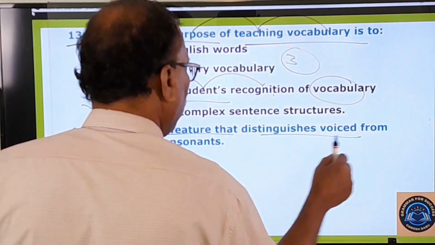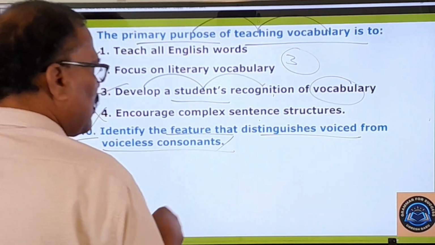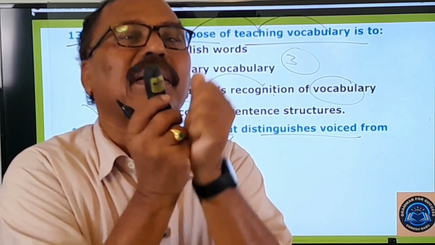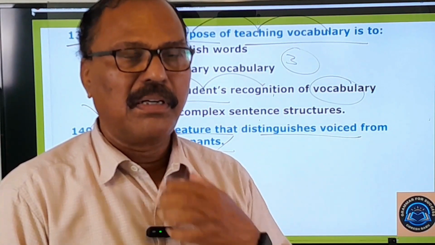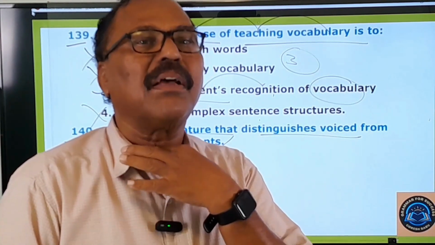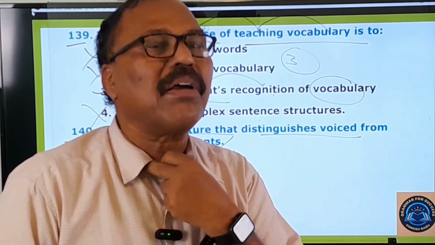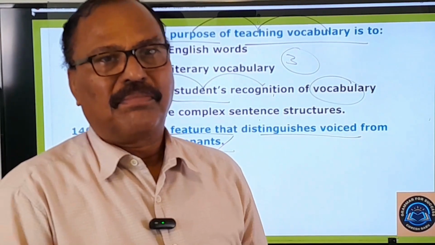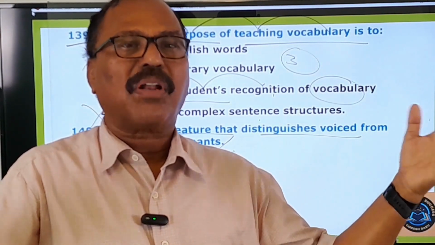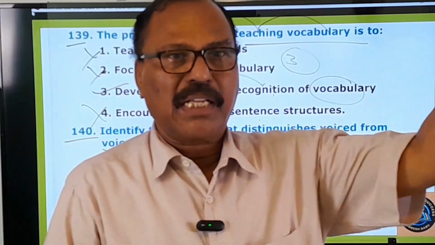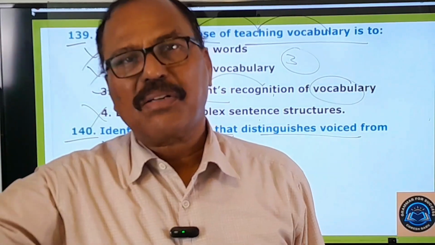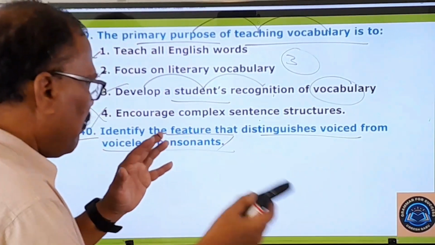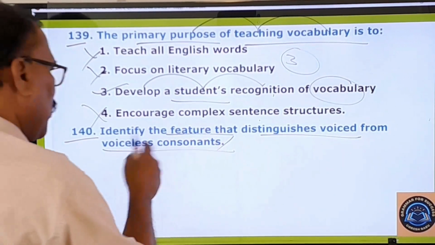Identify the feature that distinguishes voiced from voiceless consonants. Voiced consonants are produced with the vibration of the vocal cords. Vocal cords will be there. They will vibrate. So here they will be vibrating. Ga. Where is it coming from? It is coming from the throat. When the vocal cords vibrate, that will be pronounced. Voiceless means from the mouth only they come out. They don't take the help of the vocal cords. Voiced consonants take the help of the vocal cords, and voiceless consonants do not take the help of the vocal cords. So that is the main difference between the voiced consonants and voiceless consonants.